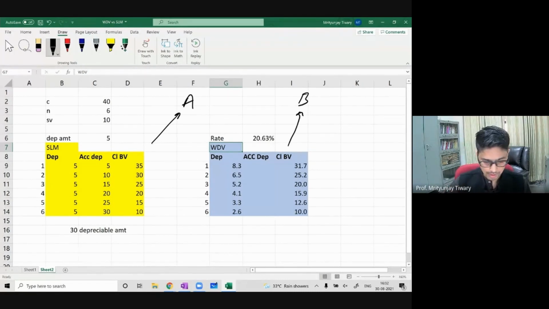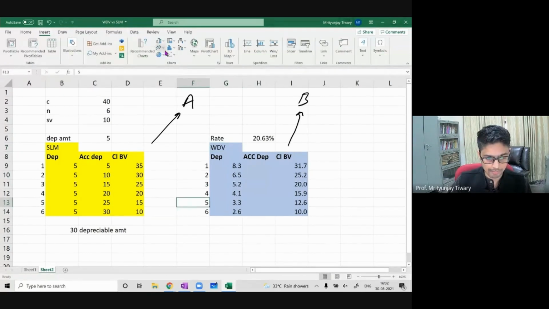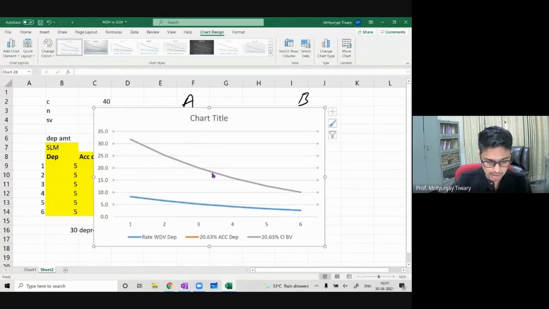Let me show you. Let me insert a chart for this so that you can understand what I am talking about. So let us insert a chart and let us take some data.